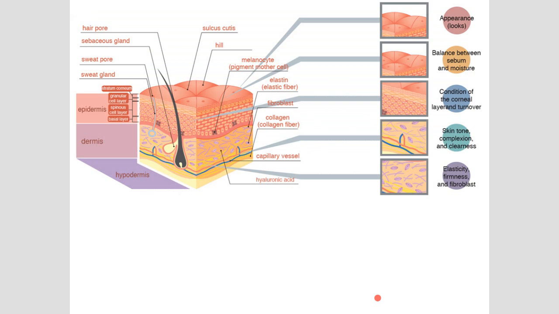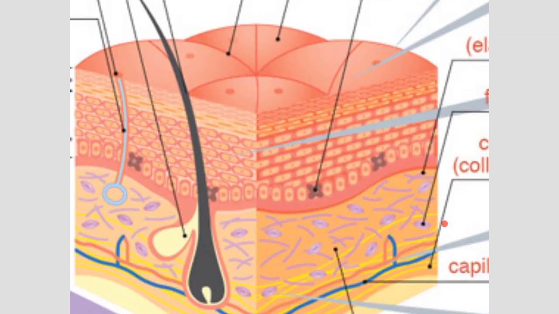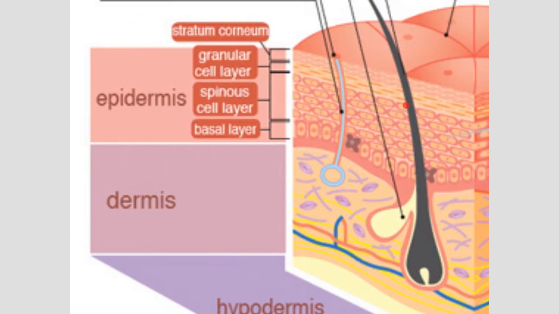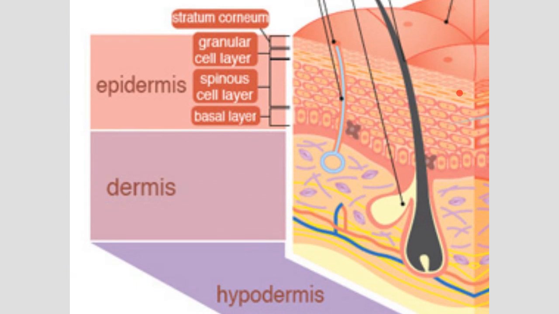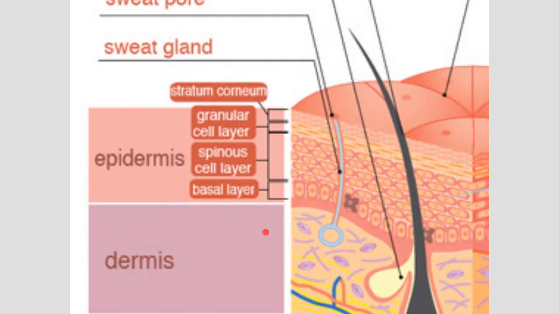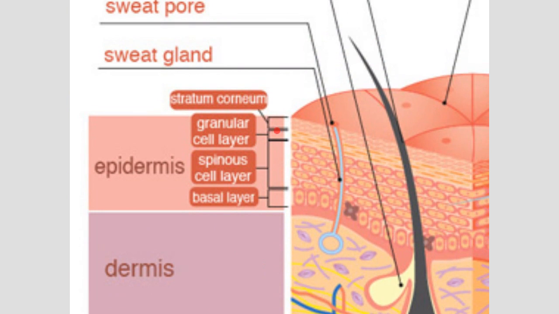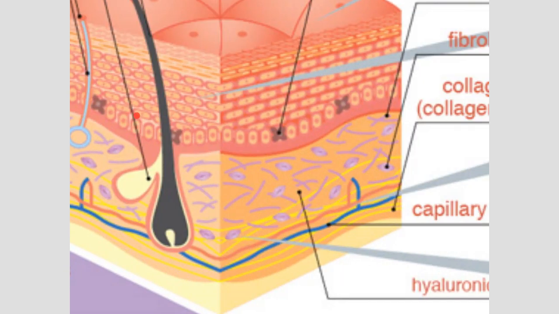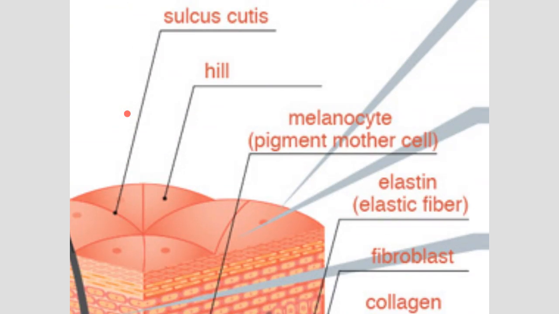Now, a recap of what I was talking to you about earlier. Let me see if I can enlarge that. This again will be very important for you to know. You can see from here, this is epidermis, dermis, and hypodermis. And in the epidermis, we have the topmost layer, which is the stratum corneum. Then we have the granular cell layer, the spinous cell layer, and the basal layer. Okay, and then you can see all this anatomy here.